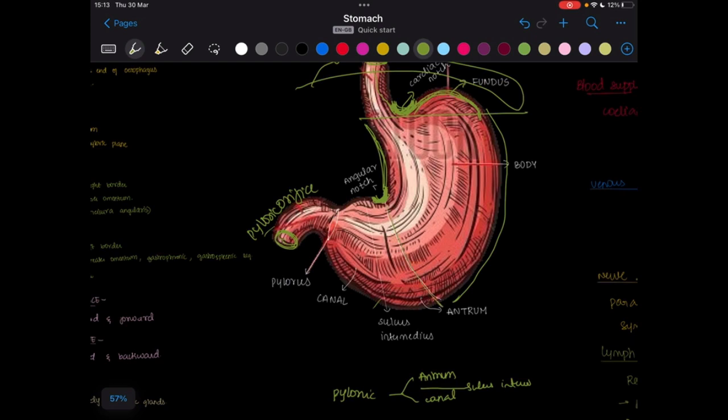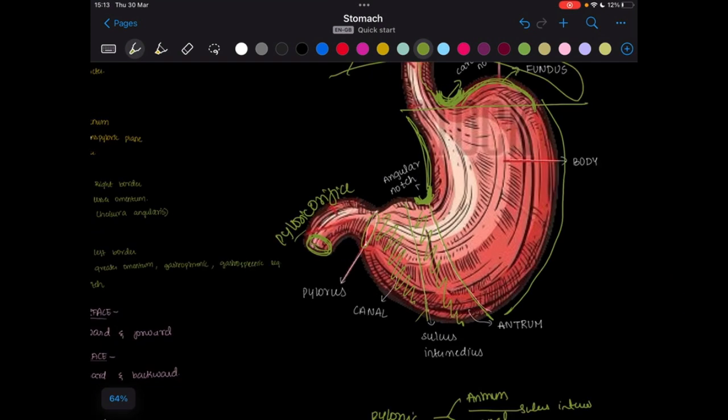When you draw a line from the angular notch downward, this whole portion is called the pyloric antrum, and this portion here is called the pyloric canal, which are both separated by the sulcus intermedius. After that, the pylorus and then the pyloric sphincter. This is the pyloric sphincter. It is an anatomical sphincter. You can actually feel it in the dissection.